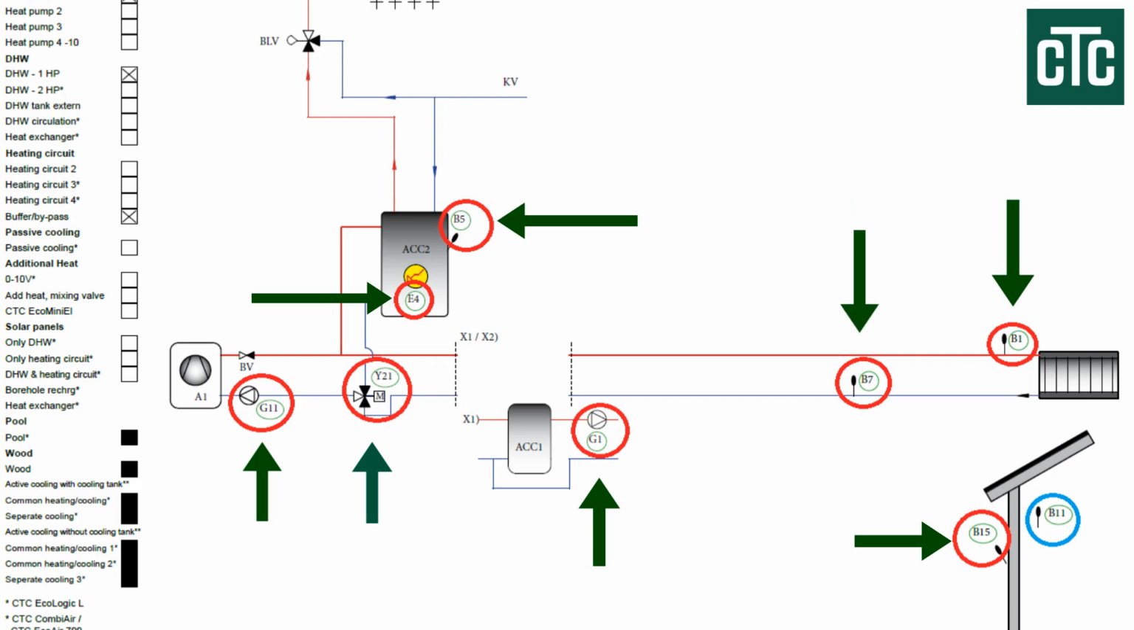Optional for installation is the room temperature sensor B11, which is also supplied with the controller but is not mandatory. It is recommended to install it if the CTC controller will be managing pump G1 and the entire heating system. If installation is not possible, the system will continue to control pump G1 using the weather-compensated heating curve.